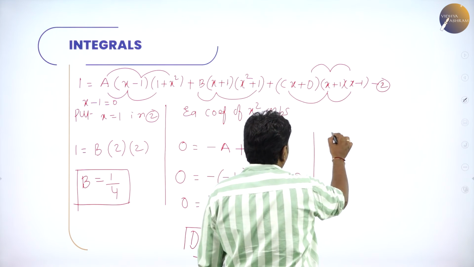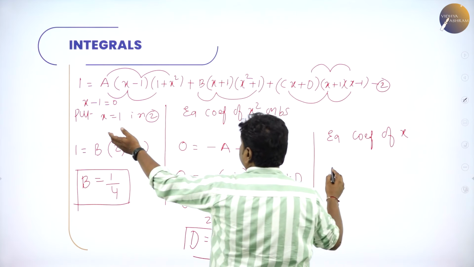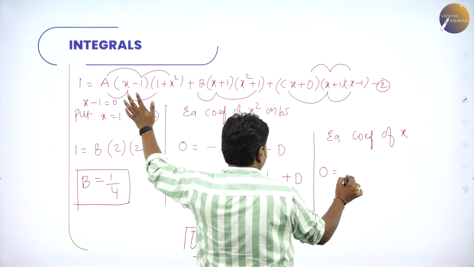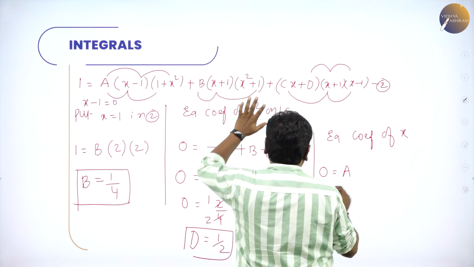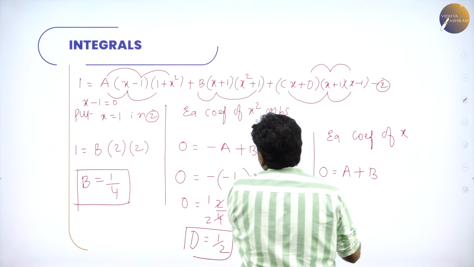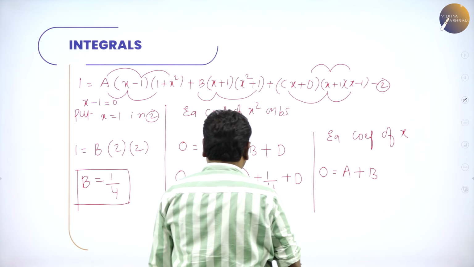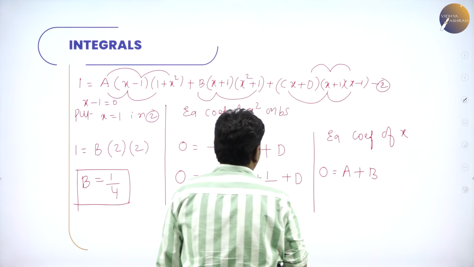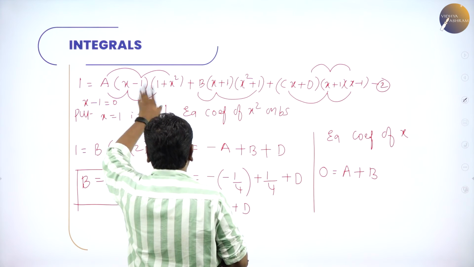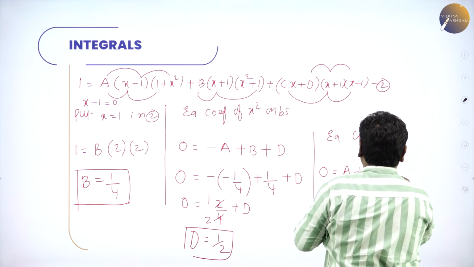C we need. Equate the coefficients of x. What are the coefficients of x on both sides? Left side we have 0. Right side a into x into 1, so we'll get positive a. B into x into 1 will get positive b. Or put x is equal to 0 in the whole equation, and you can further substitute. Now we have a, b, d. So now we need to get the coefficient of x. LHS we don't have coefficient of x.